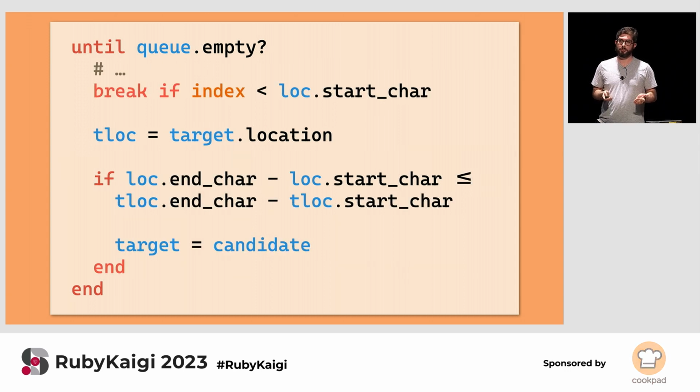If none of those two are true, we can go on and check if the candidate is more specific than the target, because we know the candidate covers the expected position. We need to figure out if it's more specific, if it's a better target than the one we had previously. And we do that by checking the range of characters in the source code. If it is a shorter range, then we consider the candidate to be more specific, and we update the target. And we do this continuously until we figure out which one is the right target.